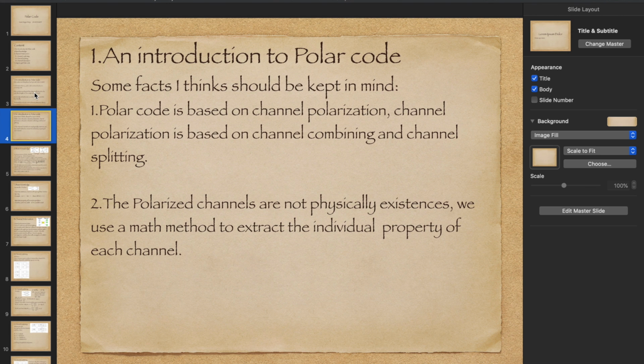And here are some facts I think should be kept in mind because they will be helpful to understand the polar code. The first one is polar code is based on channel polarization, and the channel polarization is based on channel combining and channel splitting. And the polarized channels are not physically existent. We use a math method to extract the individual property of each channel.